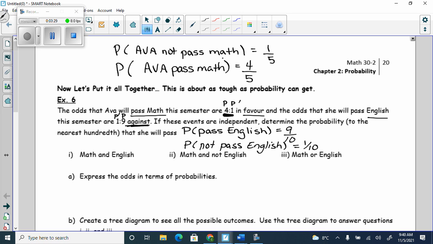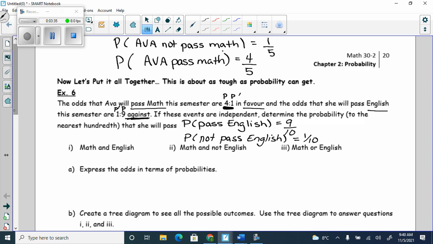Now I'm going to show you how you can do it without a tree diagram, and then I'm going to show you how you can do it with a tree diagram. As long as you write out all of the options, so passing math, not passing math, passing English, not passing English, you can do it without a tree diagram, or you can do it with one. So we're going to do it without first. So here it says, if these events are independent, which means you can just multiply them and it's done, right? Dependent would mean you'd have to take off one of the denominators or something, right? So these events are independent. Determine the probability to the nearest hundredth that she will pass math and English.